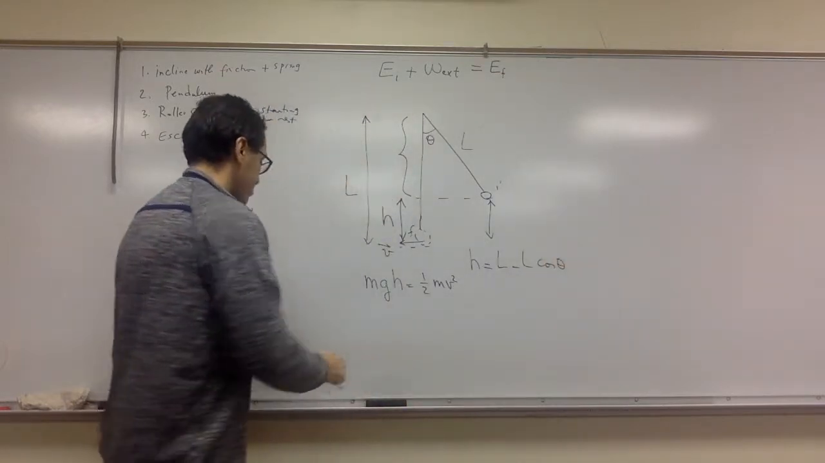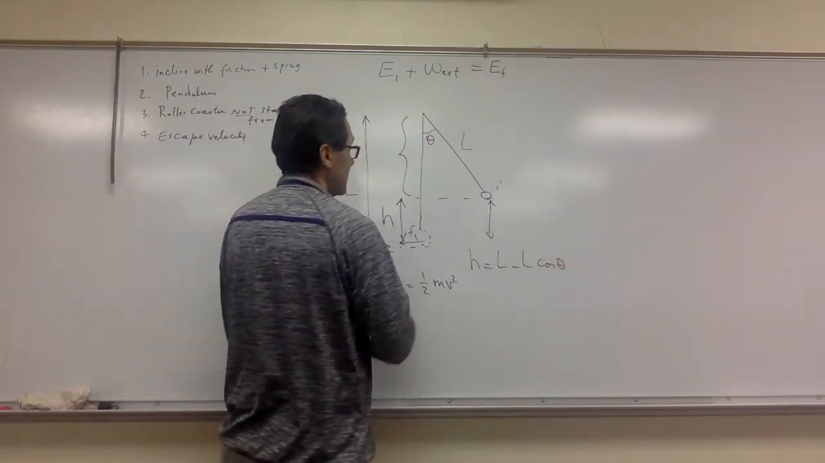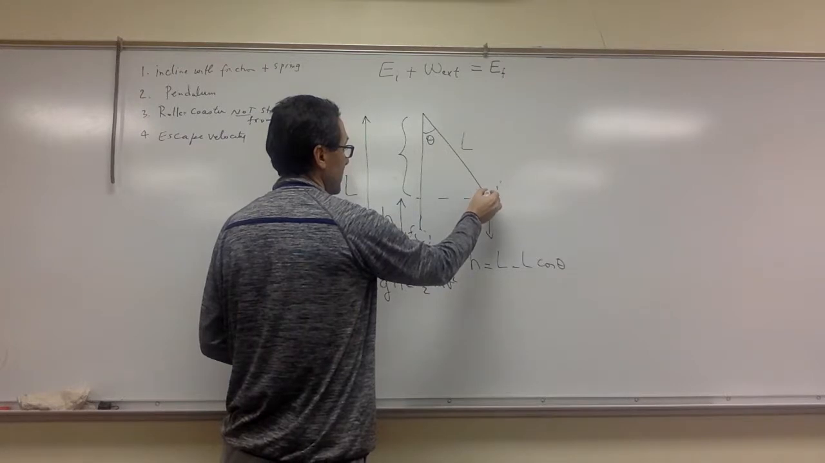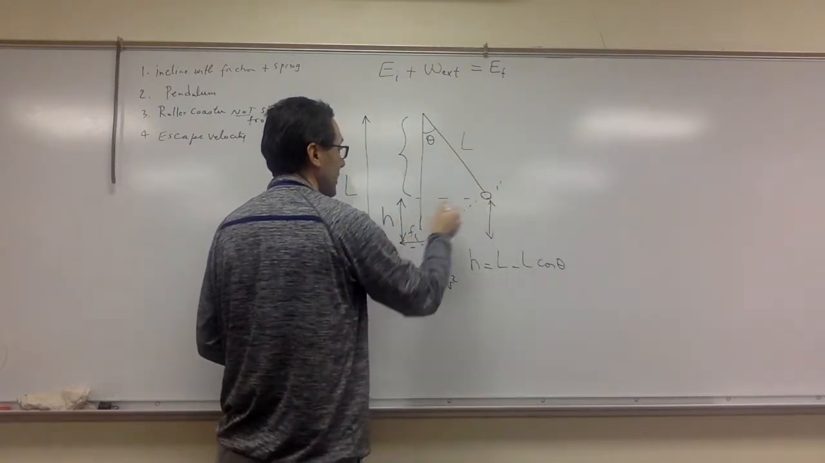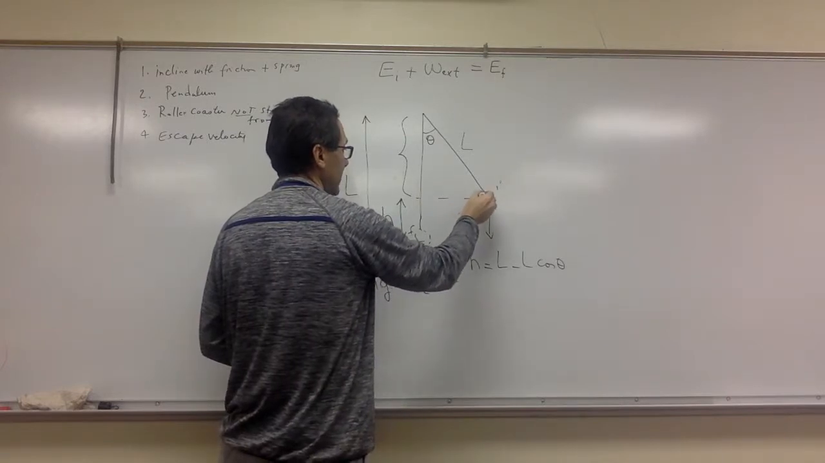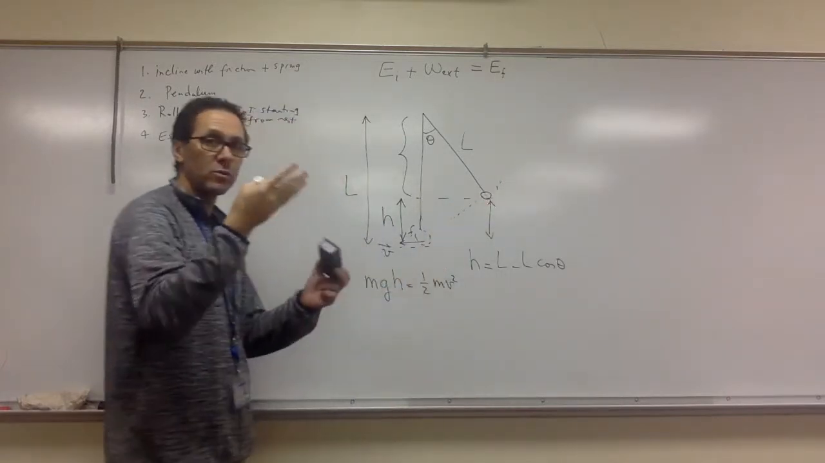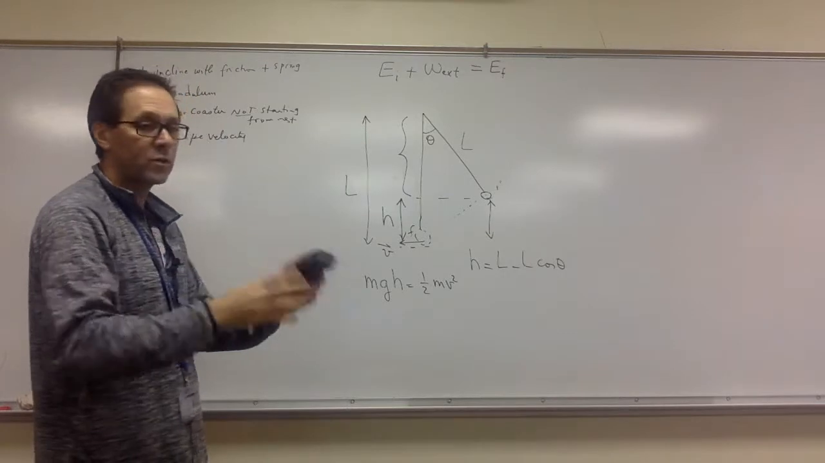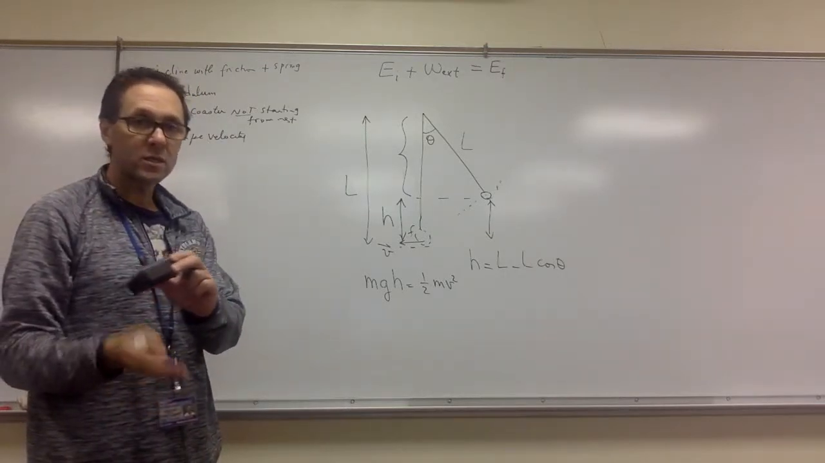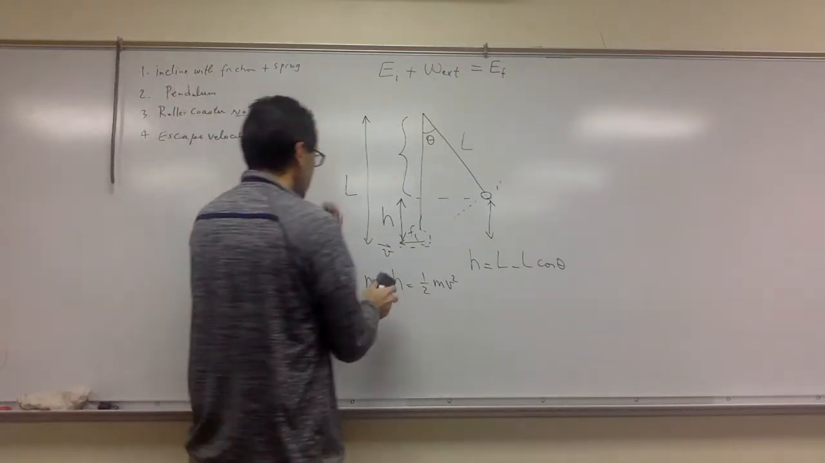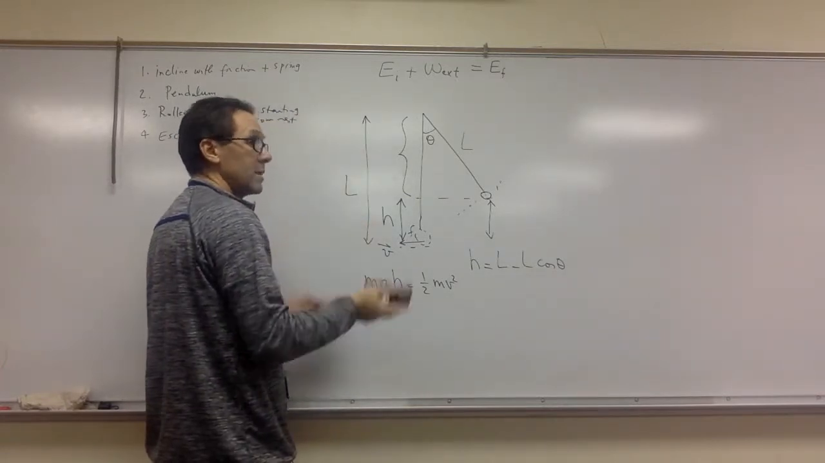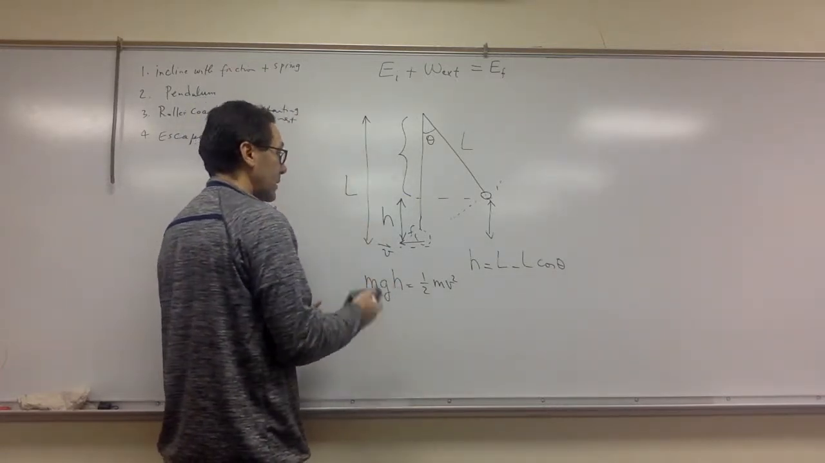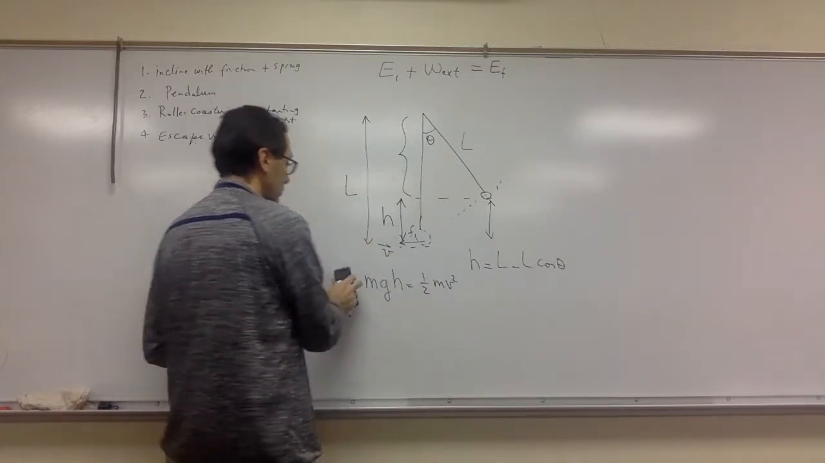Now you can see that as the bob is swinging down, you lose gravitational potential energy because you're closer to the reference. Whatever you lose as gravitational potential energy turns into kinetic energy. So the bottom line is your total energy stays the same. Your overall mechanical energy stays the same if there is no friction.